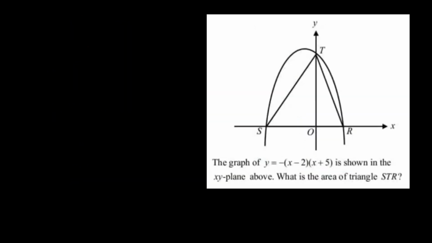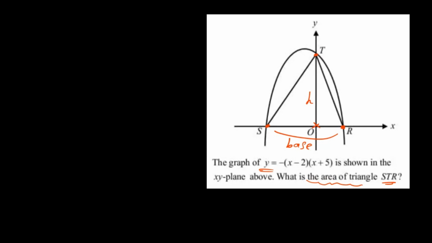Next one. In this question, we have the graph, and we have y equals negative times (x minus 2) times (x plus 5), and he is asking me about the area of triangle STR. This one. To find the area, I have to find the length of the base and the height. The height is starting from the origin point to T.